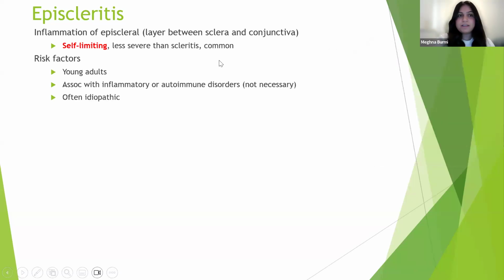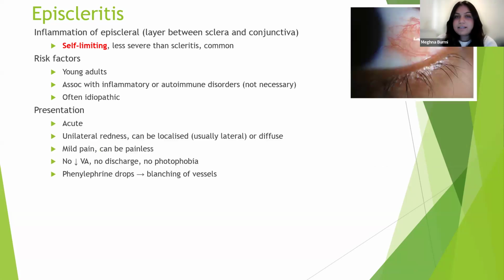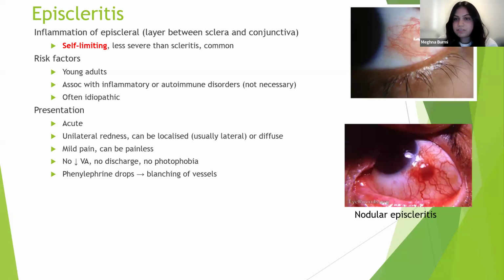It's quite common. You see it with young adults, and it's associated with inflammation, autoimmune disorders, but not necessarily. Often it's just sort of a thing that's there and we don't know why. It kind of looks like this: red eye, acute, unilateral. It can be localized like this, or it might just be diffuse all over. You can also have this thing called a nodular episcleritis picture, where you can see a very distinct area.